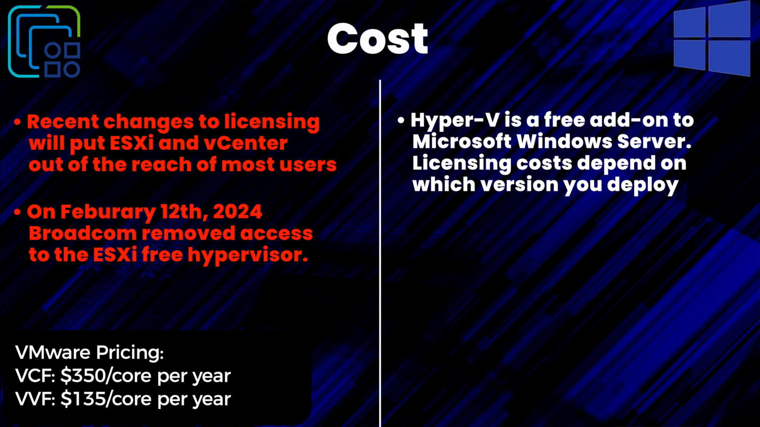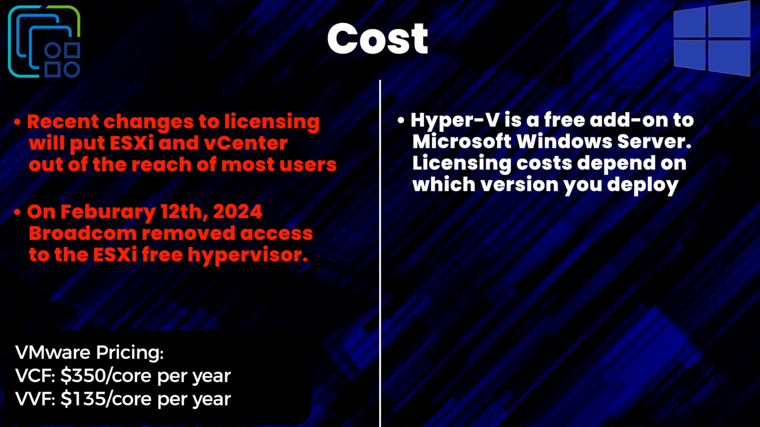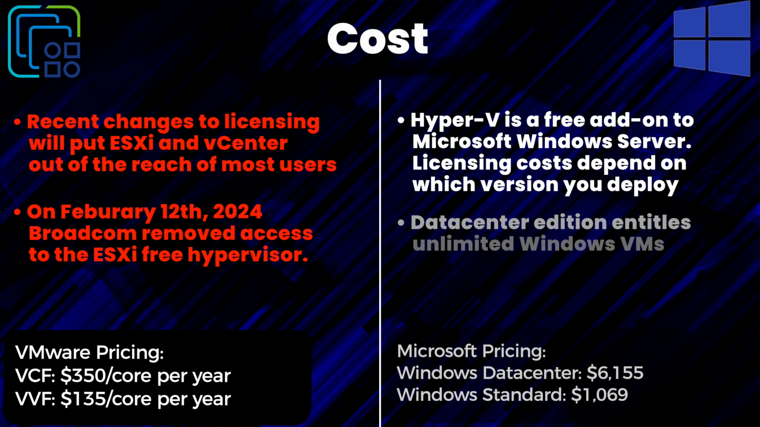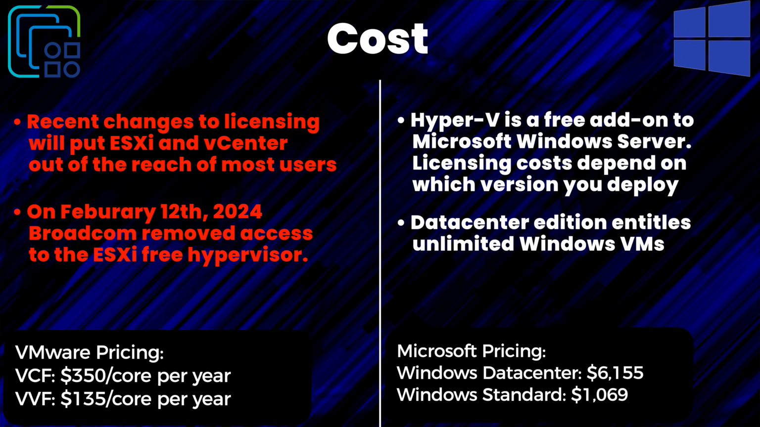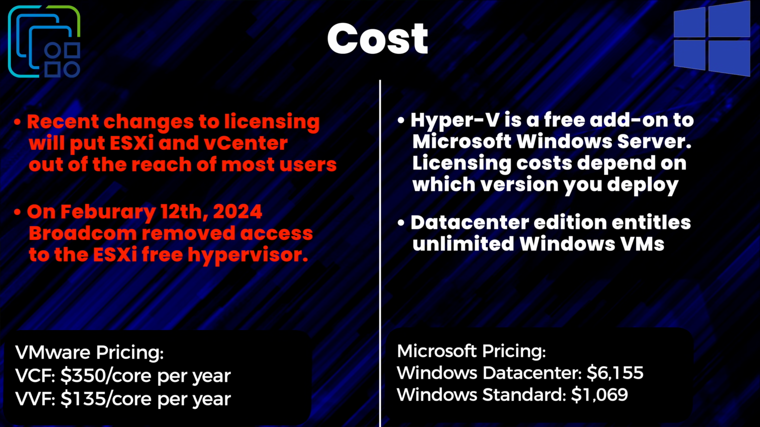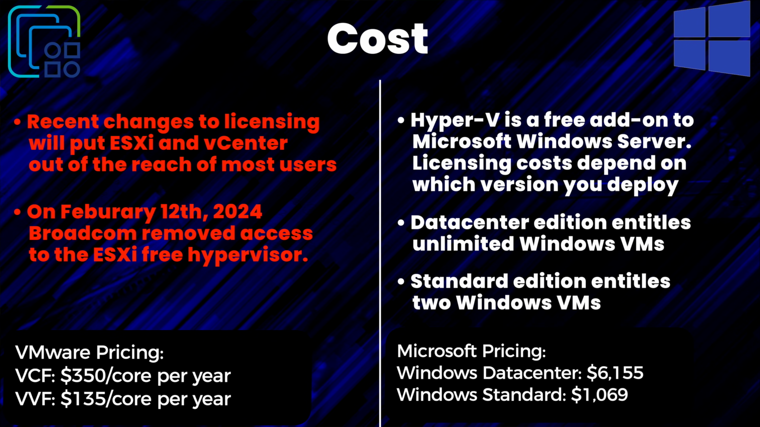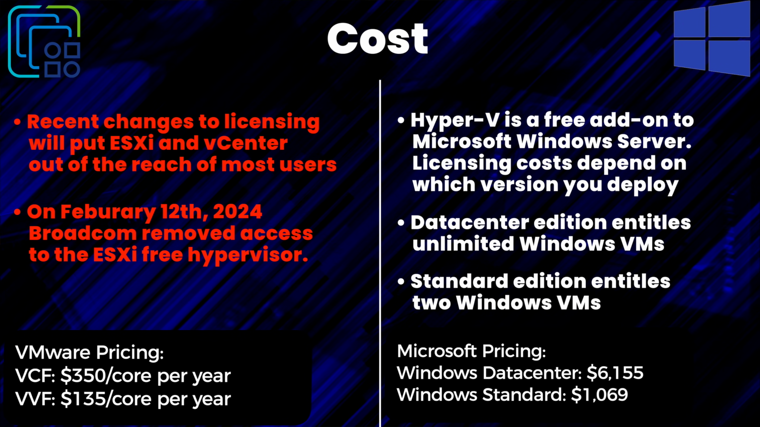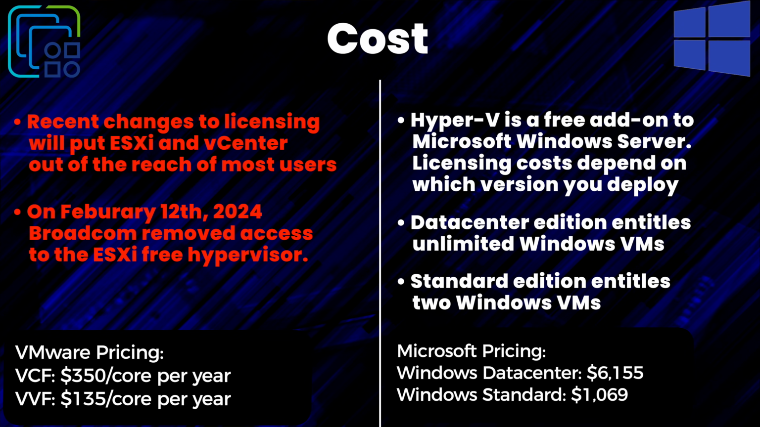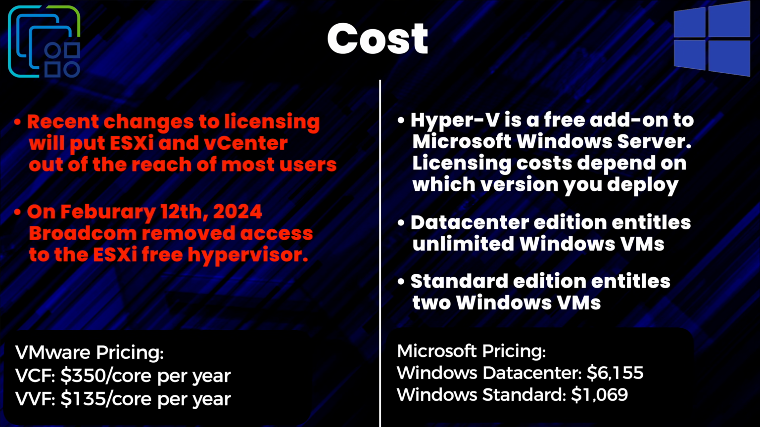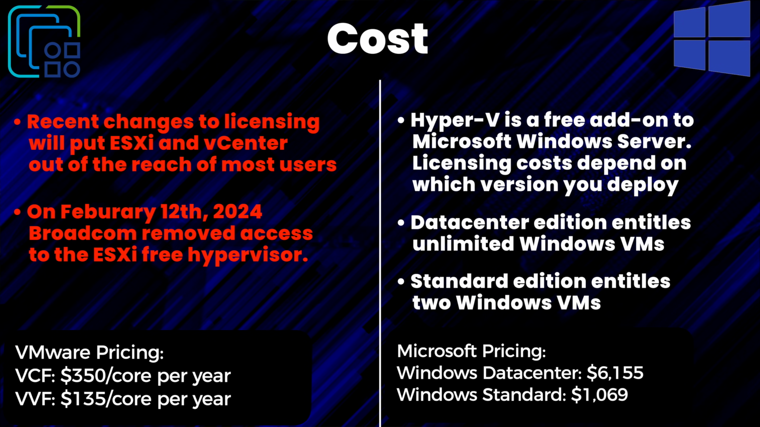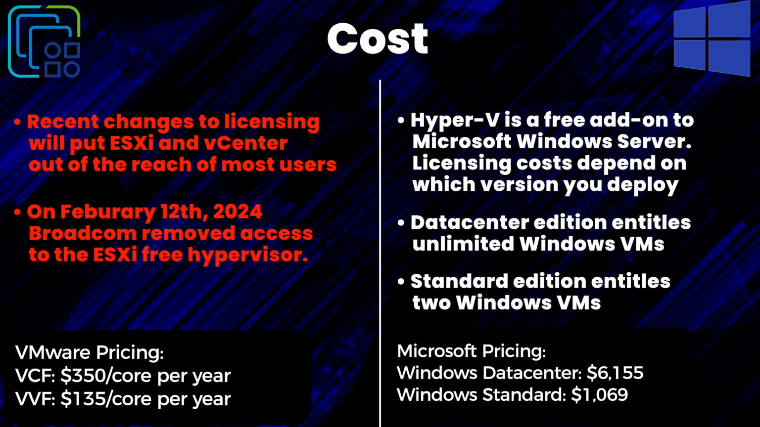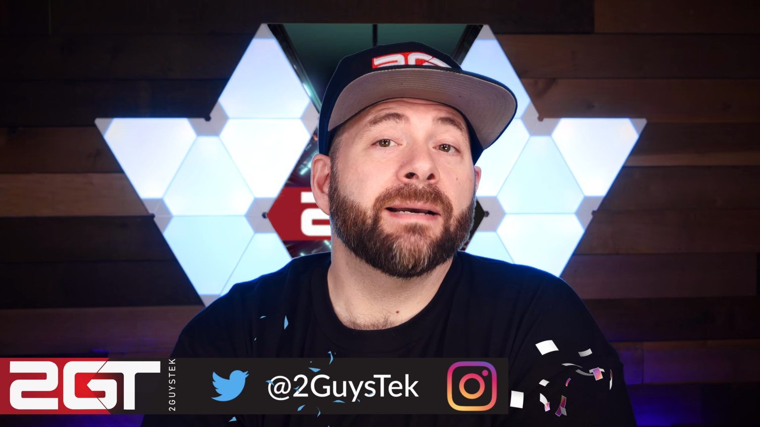When considering licensing for Hyper-V on Windows Server, your costs are dependent on which version of Windows Server you choose. For Windows Server 2022, the data center version clocks in at $6,155 USD and licenses you to run unlimited Windows VMs in Hyper-V. The standard edition comes in at $1,069 USD and allows you up to 2 licensed Windows VMs. There are no licensing limitations for Linux VMs. And as previously mentioned, you can still download the free Microsoft Hyper-V 2019 server today, which has an end of life in 2029.